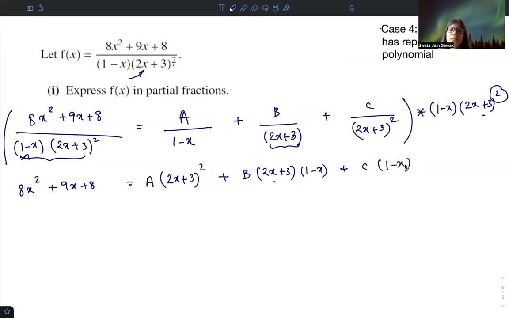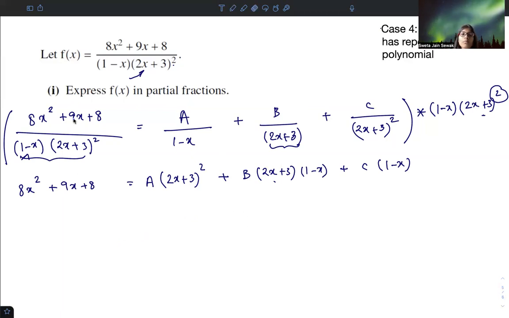Just in case you find confusion in this step, I would suggest you break down each of these while multiplying. So maybe what you can do is take A over 1 minus x and multiply it with 1 minus x and 2x plus 3 squared, and see for yourself that this whole thing gets eliminated and you're left with this. You can do the same thing with B and C, just to be sure of how we get these two. Okay.